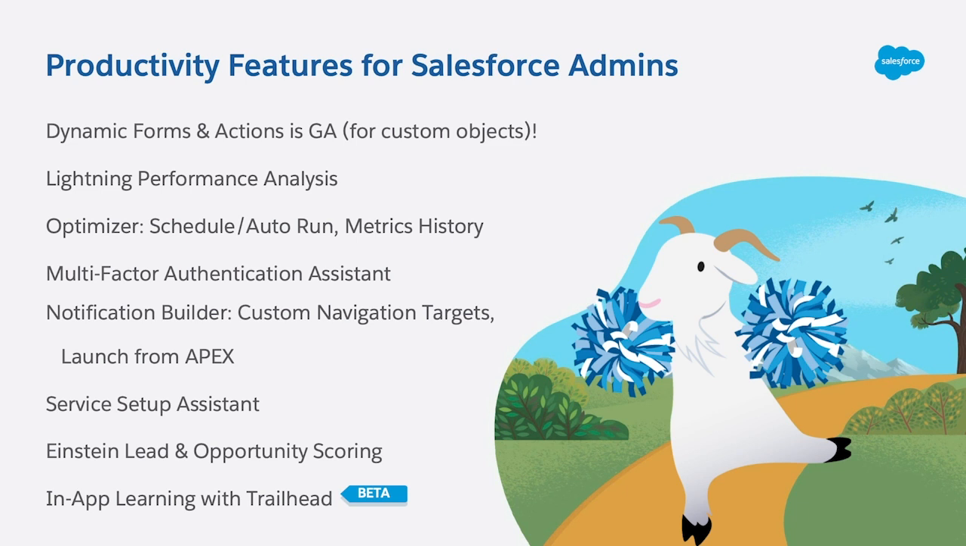Optimizer has also gotten some enhancements. Last release, we talked a lot about it because it became an in-app, beautiful, seamless experience. Well, now you can schedule it to automatically run, which is pretty awesome. There are also additional metrics, and now you can track history over time of specific metrics to see, for example, how your file storage is doing over time.